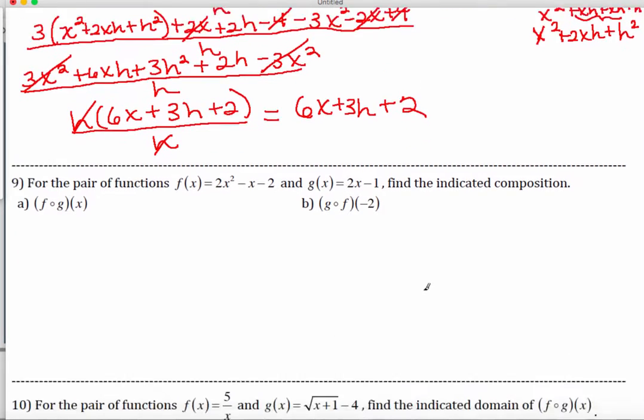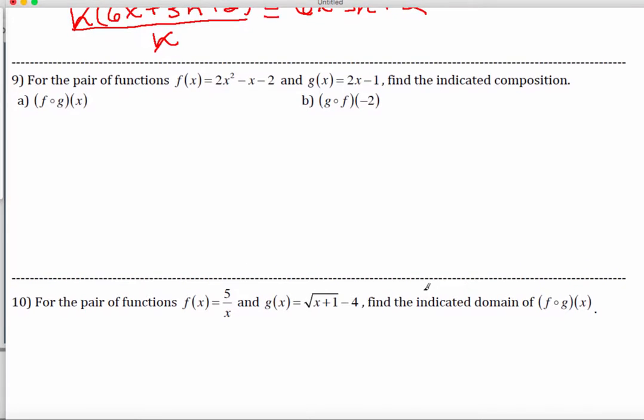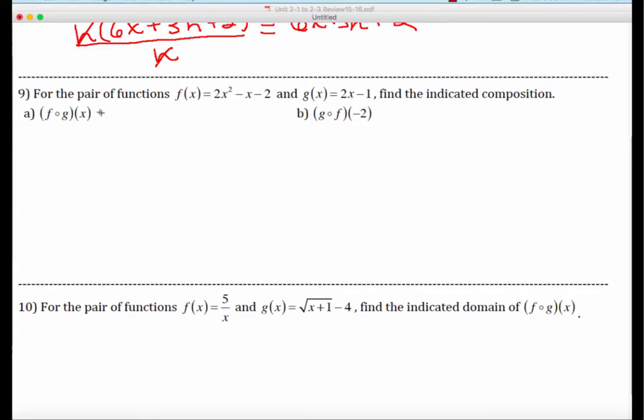Okay, for number 9, we are going to find the composition of f of g of x and g of f of x. Let's start with f of g of x first, and f of g of x is equal to f with g of x subbed inside for all of his x's. And I'm going to get f of x ready to go. F of x is 2x squared minus x minus 2. The two x's that were there now have parentheses ready to sub in g, and g is 2x minus 1. So for each of those parentheses, I'm going to put in a 2x minus 1.